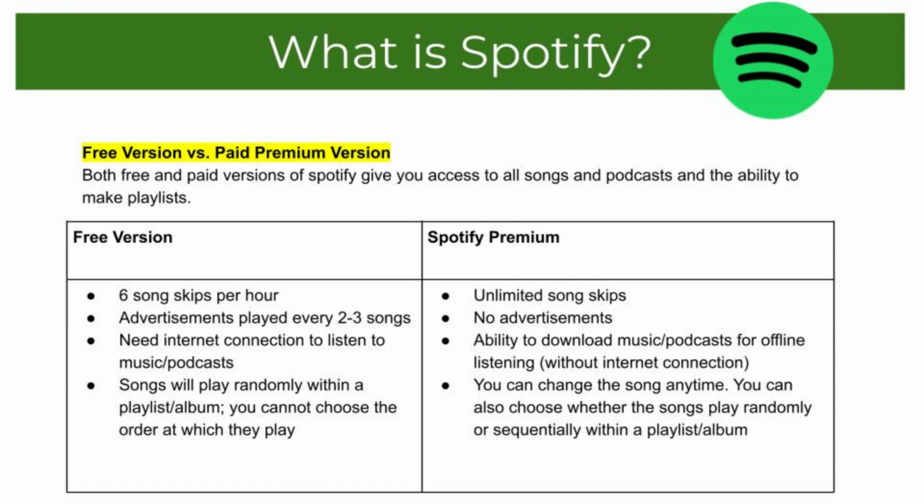Last, songs will play randomly within a playlist or album for the free version. The user cannot choose the order at which they play. With Spotify Premium, the user can change the song anytime. The user can choose whether the songs play in a random order or play sequentially within a playlist or album.